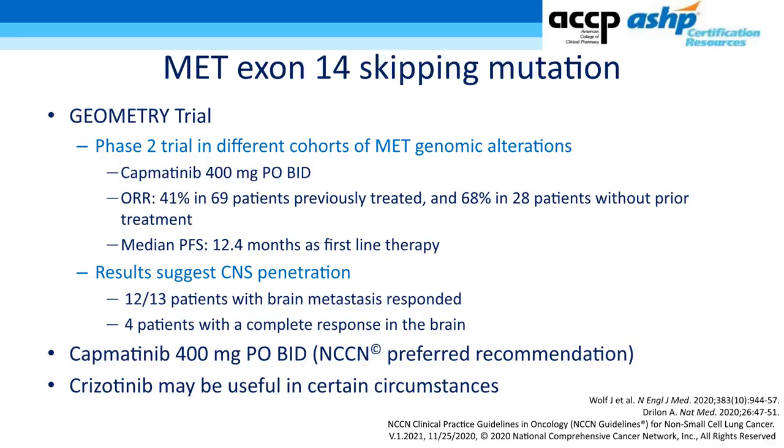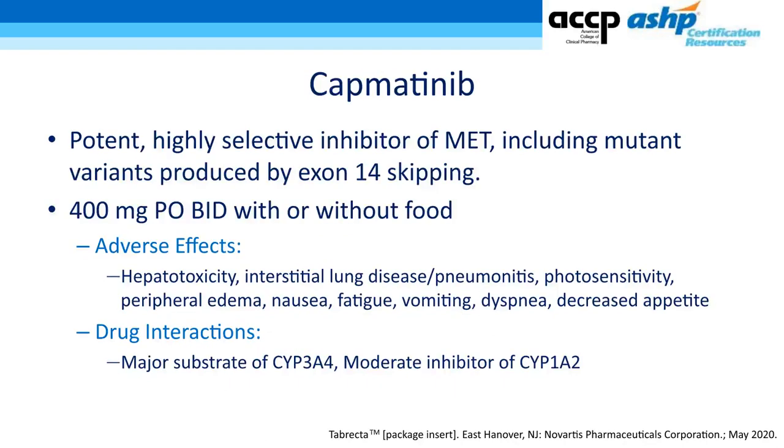So capmatinib is a potent, highly selective inhibitor of MET, including mutant variants producing that exon 14 skipping mutation. Additionally, the FDA approved this for patients with metastatic non-small cell lung cancer harboring a mutation that leads to MET exon 14 skipping as detected by an FDA-approved test. The recommended dosing is 400 milligrams by mouth twice daily with or without food.